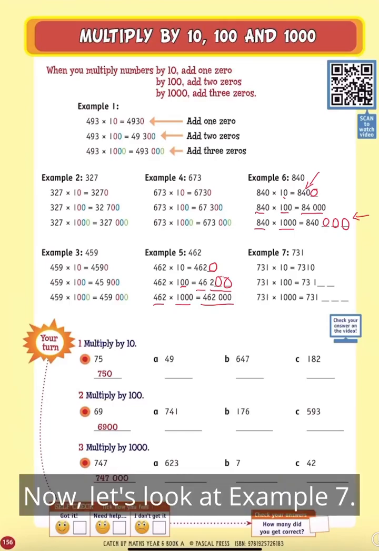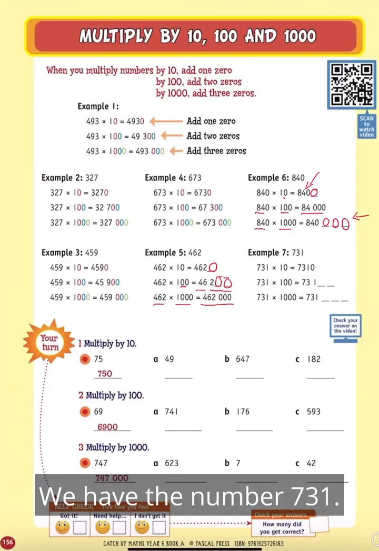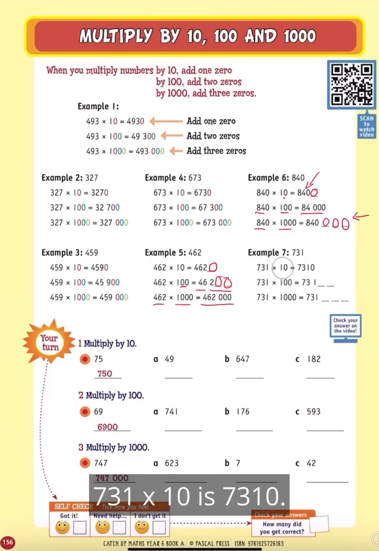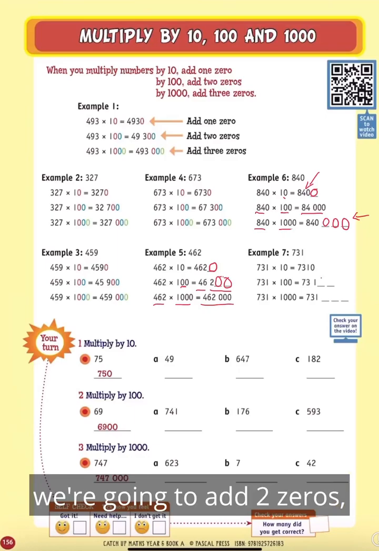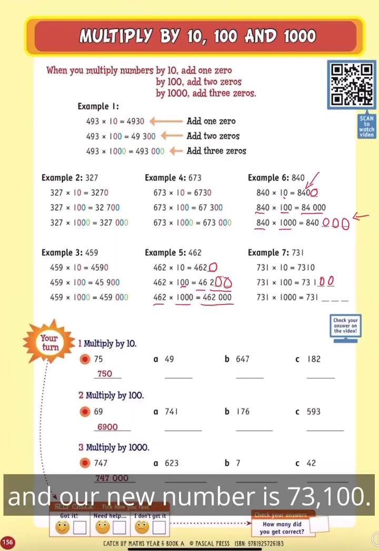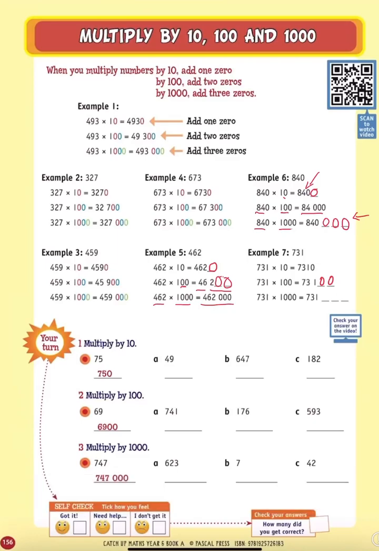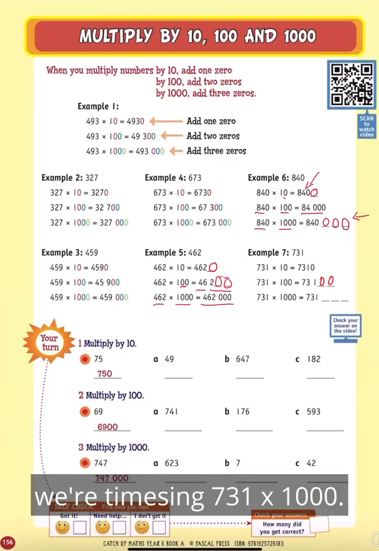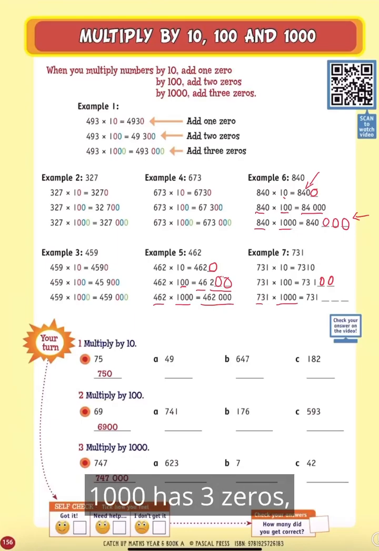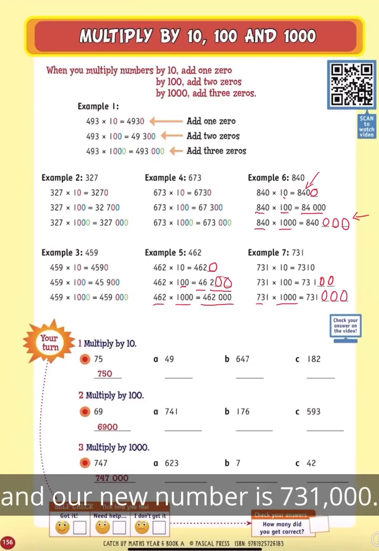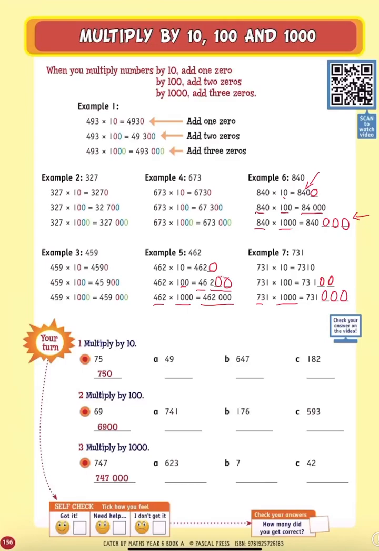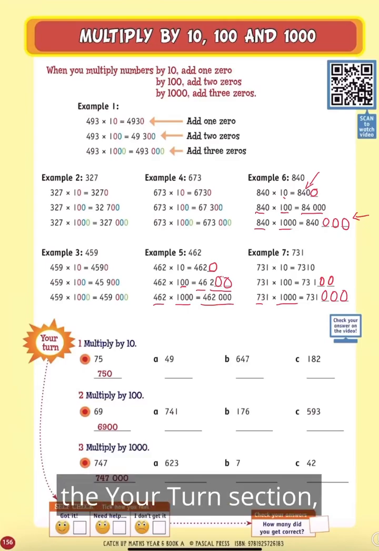We have the number 731. 731 times 10 is 7,310. 731 times 100, because we're multiplying by 100, we're going to add 2 zeros. And our new number is 73,100. And finally, we're multiplying 731 by 1,000. 1,000 has 3 zeros, so we put 3 zeros at the end, and our new number is 731,000.